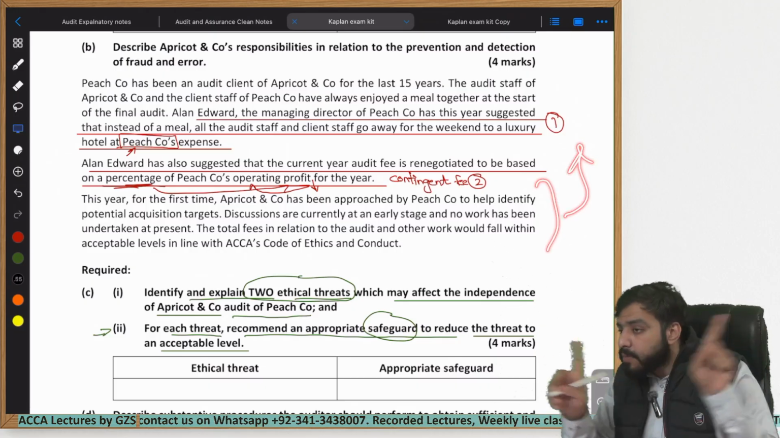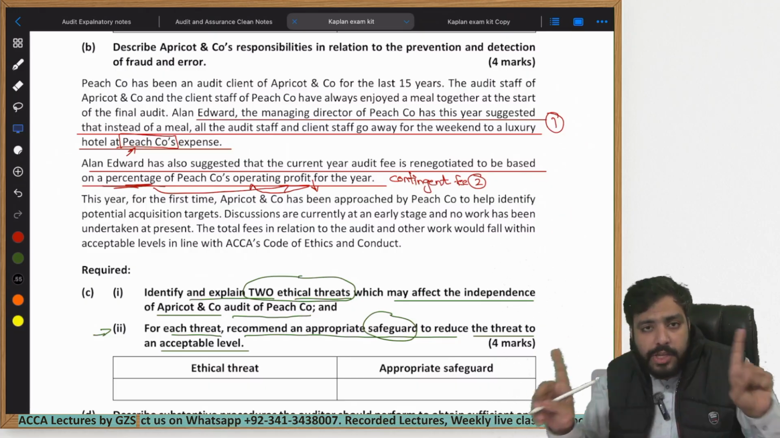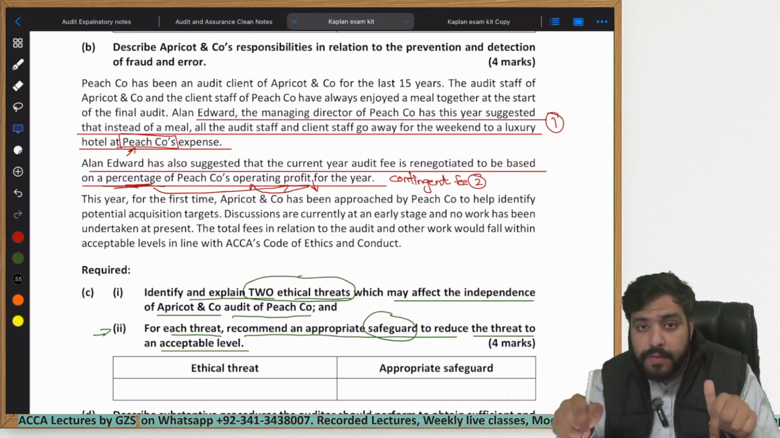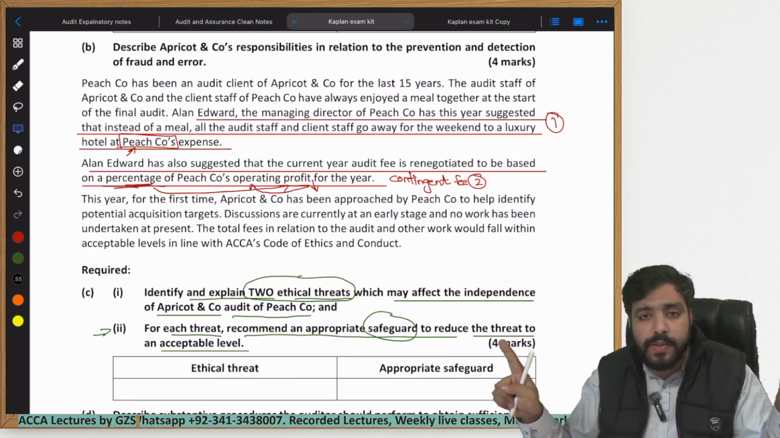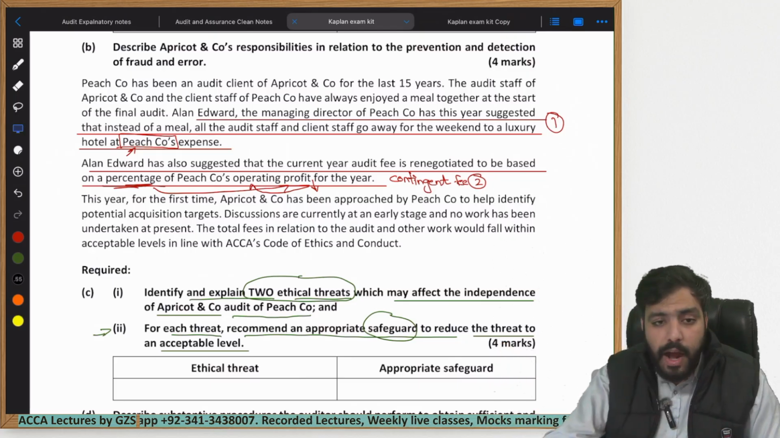But never move towards writing additional things when you are not done with 100% of the exam.